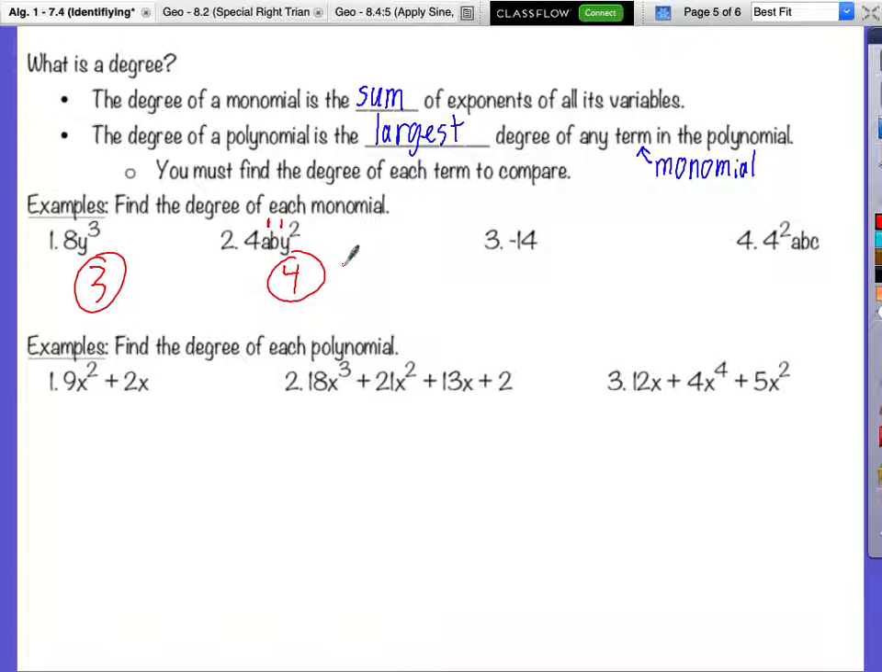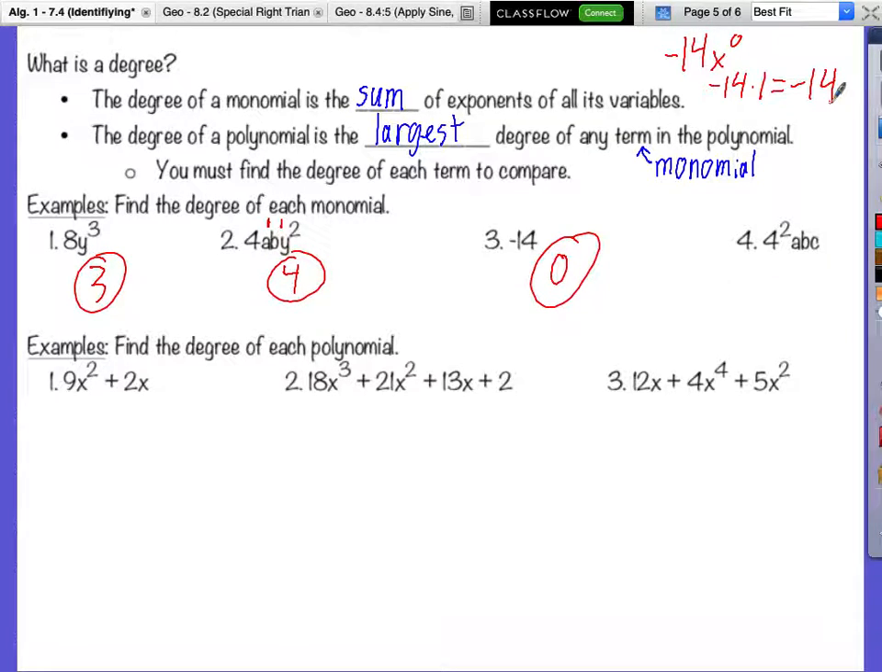So on 3, do we have any variables? If we don't have any variables, what do you think the degree of this is going to be? 0. I saw some hands go up saying 0. It's going to be 0. If we think about that, what is anything raised to the power of 0? 1. Awesome. So if we have negative 14 times x to the 0, what would x to the 0 be? 1. So that'd be just like negative 14, which is what we have. So we can think of it as an x to the 0 being multiplied with it, but that's the same thing as 1.